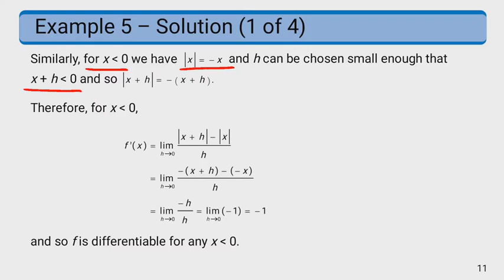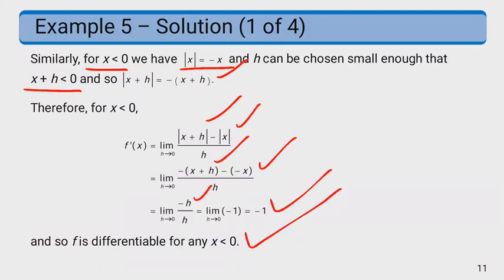If you do that again, the modulus of x plus h becomes minus x plus h, and the modulus of x becomes nothing but minus x. We can simplify that, the x will cancel, and then we're left with minus h over h, and then we end up with minus 1. Interesting. So again, we can conclude here that f is differentiable for any point where x is less than 0.